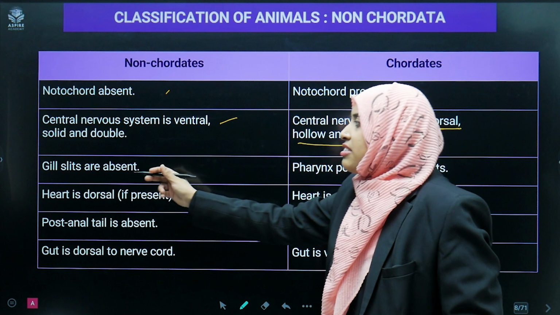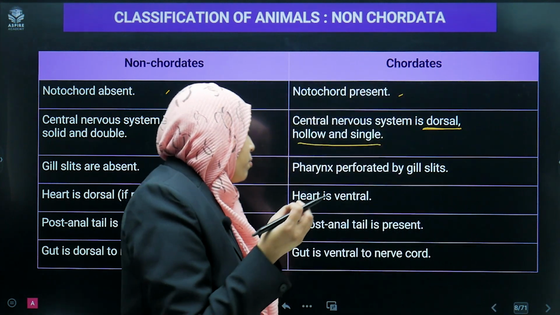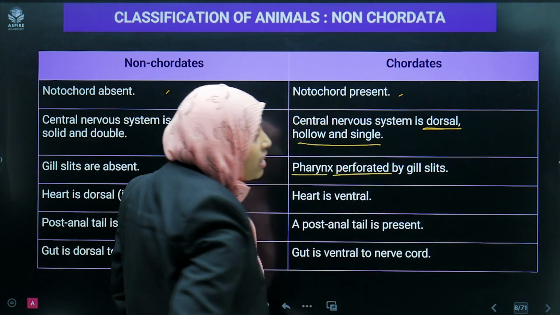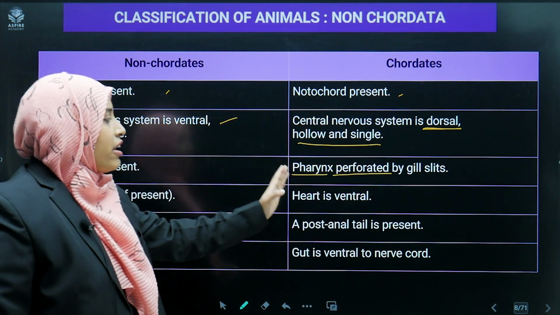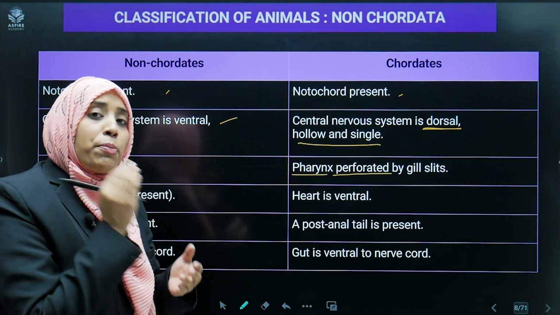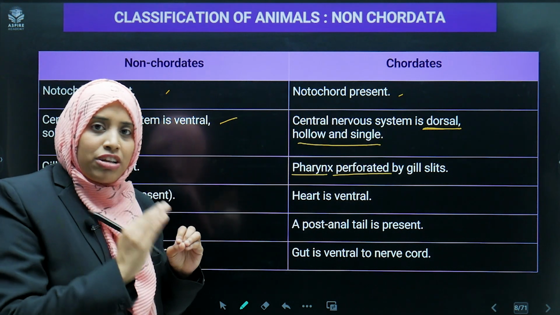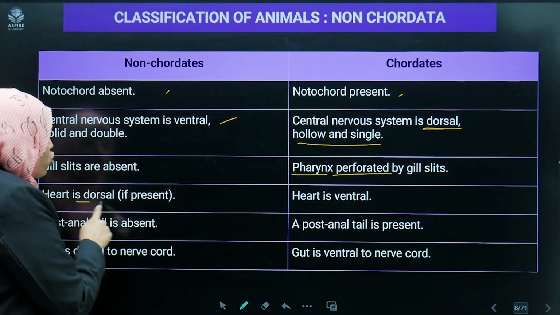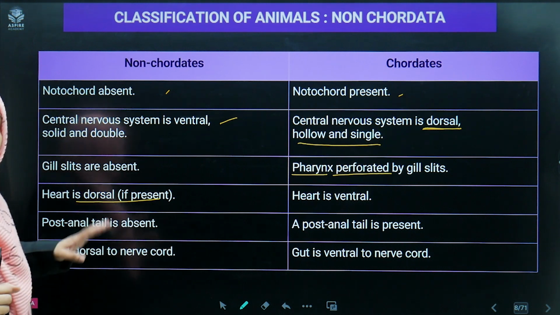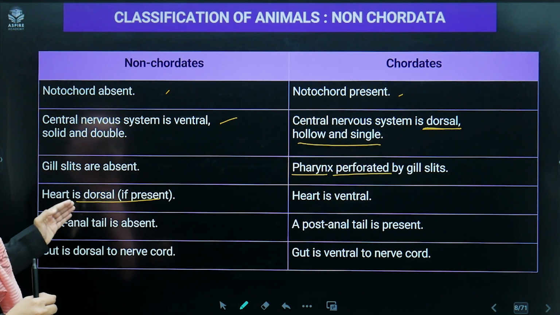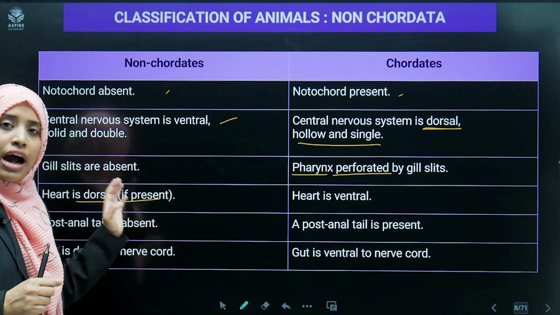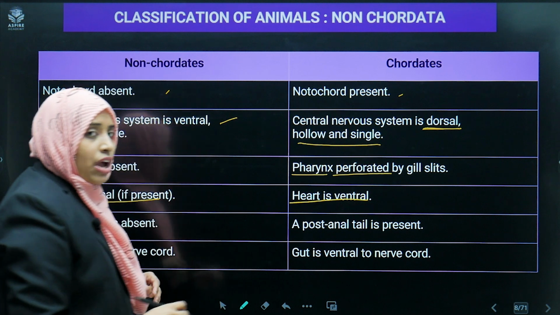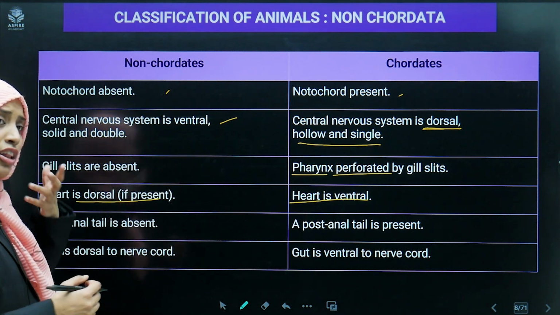Okay, in non-chordates the gill slit will be absent; in chordates the gill slit will be present. So the pharynx is perforated by the gill slits. The pharynx should be perforated, meaning there will be small openings, holes, and they are the gill slits. The heart is dorsal in non-chordates. If the heart is present, it will be in the dorsal region. Chordates have the heart in the ventral region, like we do.